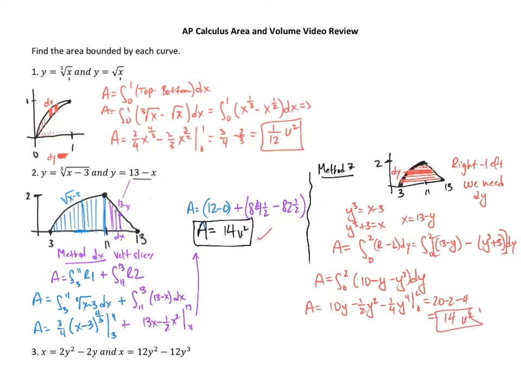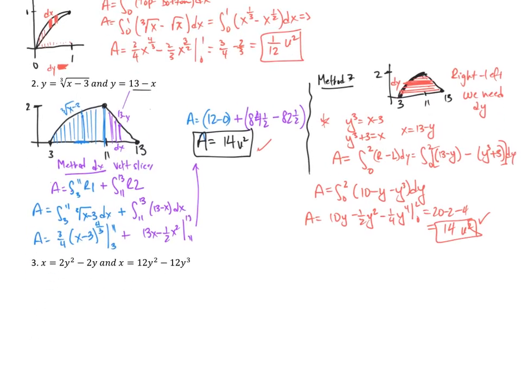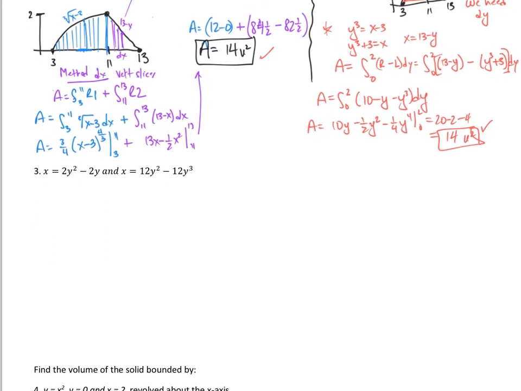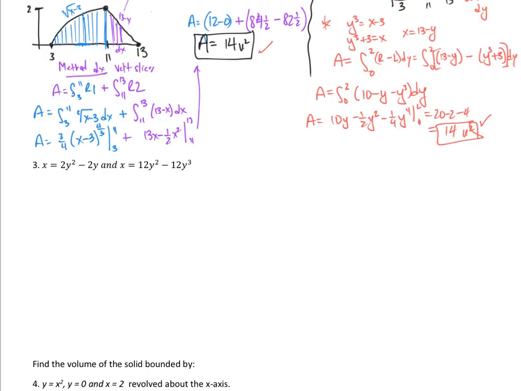Same result. This was a much easier method because I only needed one region. All right, let's see what else we got here. Number 3, let's move this up and take a look. For number 3, we have to find the area between these two.